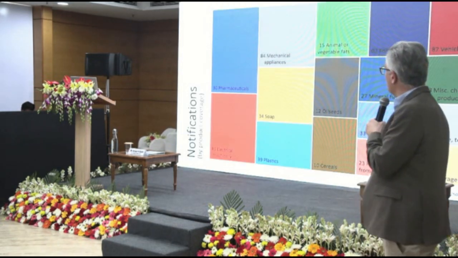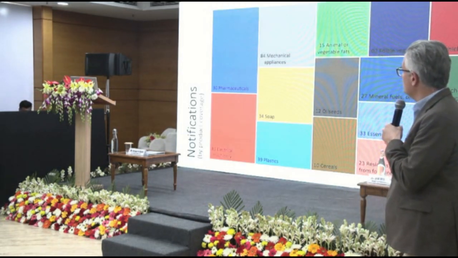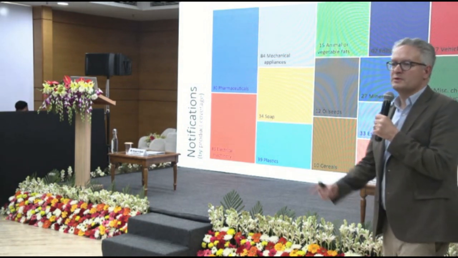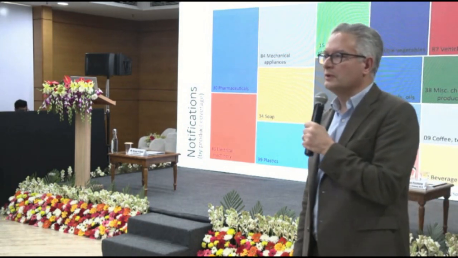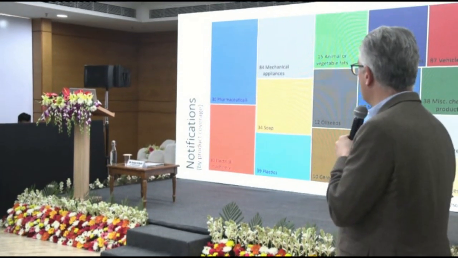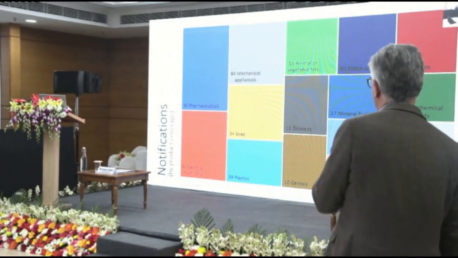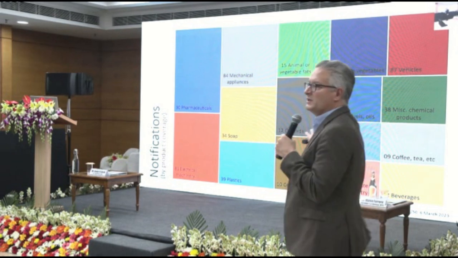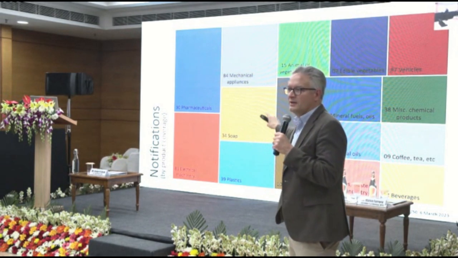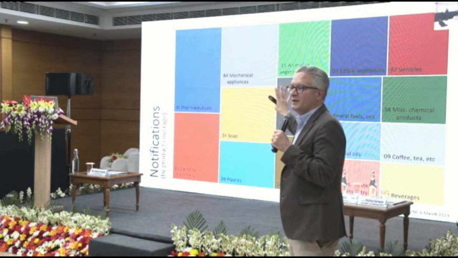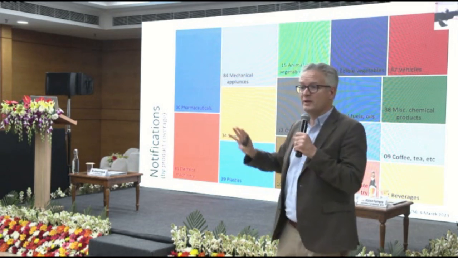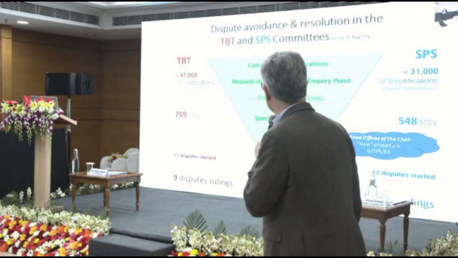If you look at the product coverage, it's very mixed. Pharmaceuticals, I know there were representatives from pharmaceutical regulations, but also electrical machinery, animals, vehicles, beverages. If this were SPS, it would really just be three colors: food safety, animal, plant life, and health. But TBT is very, very broad in terms of its coverage.